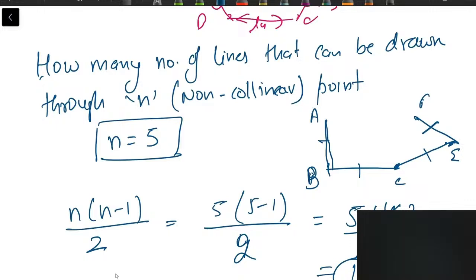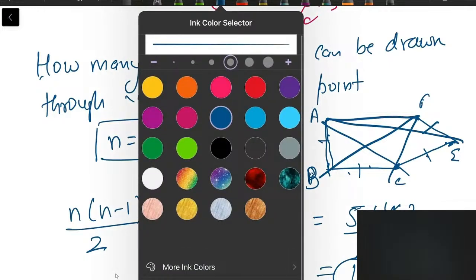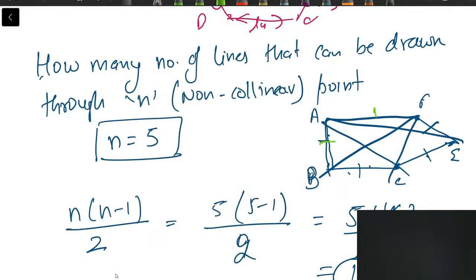So how can we do it? 1, 2, 3, 4 lines we have here. Another is 5, 6, 7, then 8, then 9. Okay, so now we'll count this one. How many lines do we have here? This is 1, 2, 3, 4, 5, 6, 7, 8.